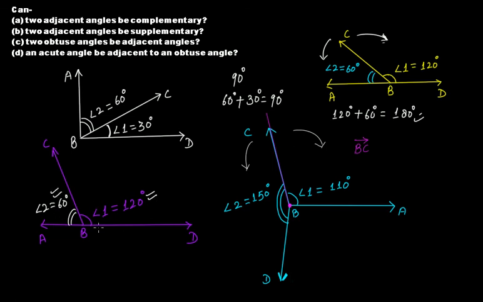Yes, they are adjacent, since they have a common vertex and BC is a common arm. The two non-common arms are on either side of this common arm. That makes them adjacent angles. So yes, an acute angle can be adjacent to an obtuse angle, as we have seen here.